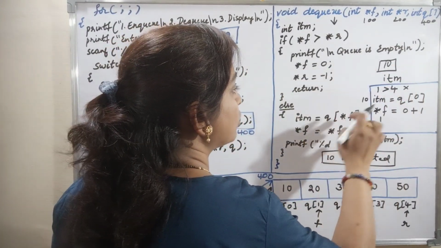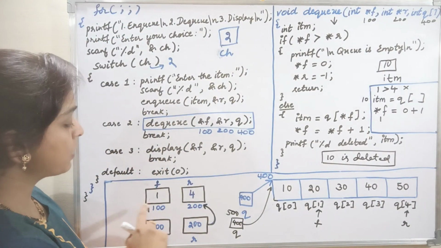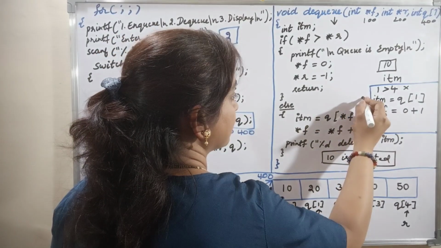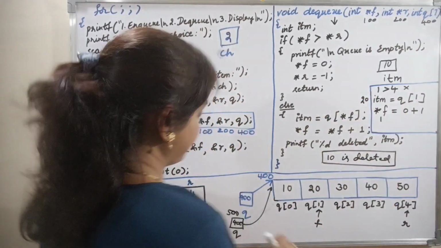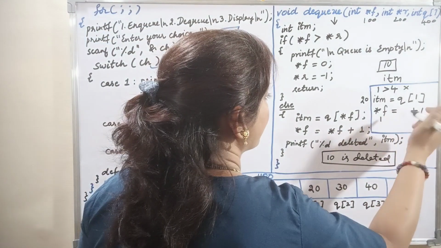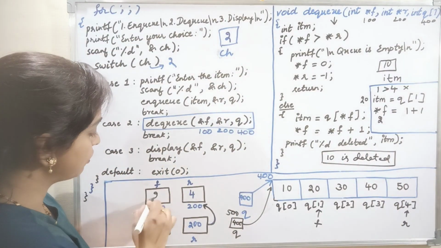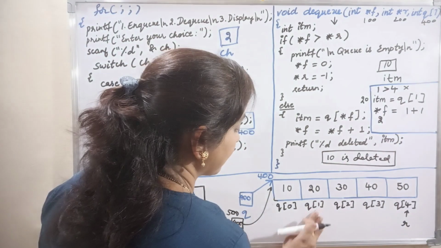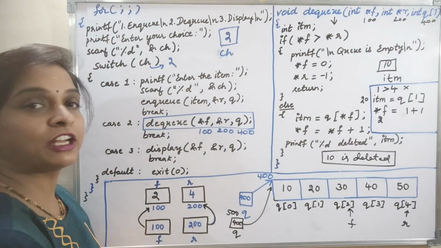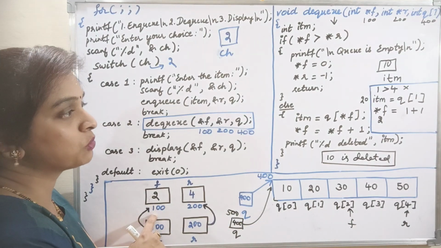I say item equal to Q of pointer F. What is pointer F? F is 100. Value at 100 is 1. What is Q of 1? Q of 1 is 20. Then pointer F, value at the location F, is 1. 1 plus 1 is 2. So now I need to change this to 2. Now pointer F is pointing to 2. Value at the location F is changed to 2 now.